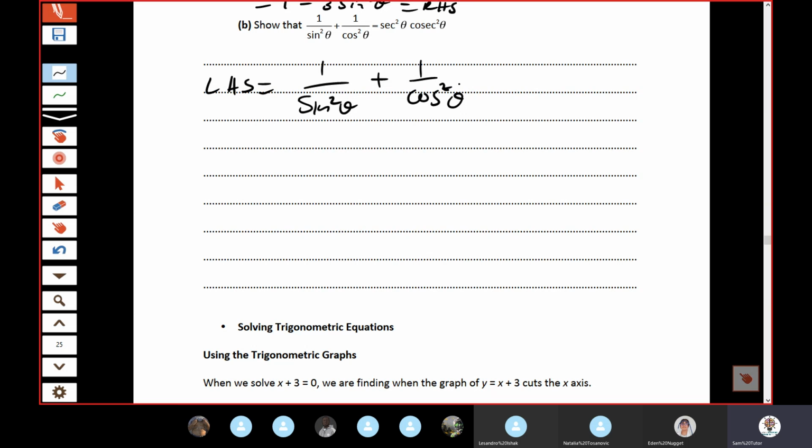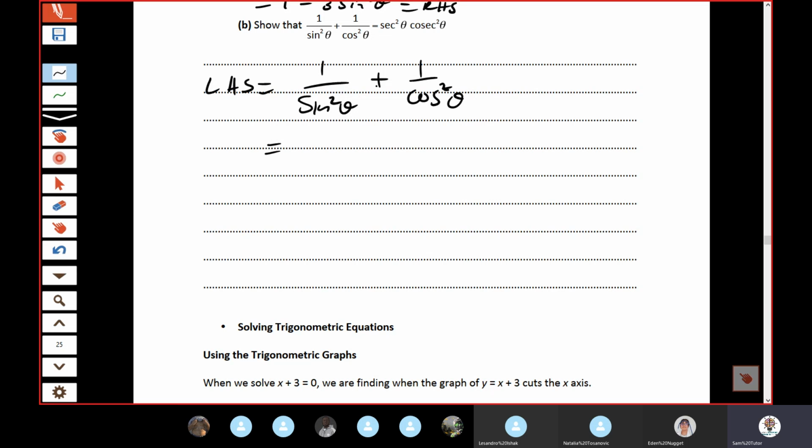Yeah, I see what you're saying. But the problem is, if you change 1 on sine squared to cosec squared, because 1 on sine is cosec, plus sec squared, you're very close, except there's no plus here. So, no, cannot work. The fact that it's got no plus sign here should give you a clue of what you need to do with your left-hand side. Cross multiply, common denominators, whatever you're used to by now.